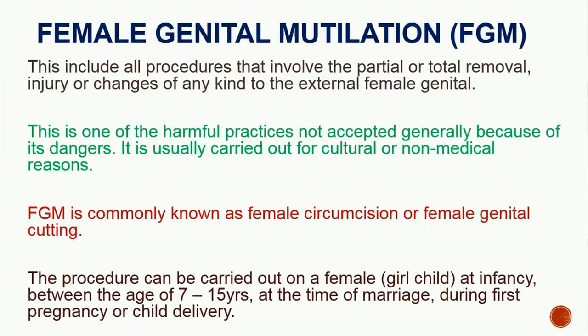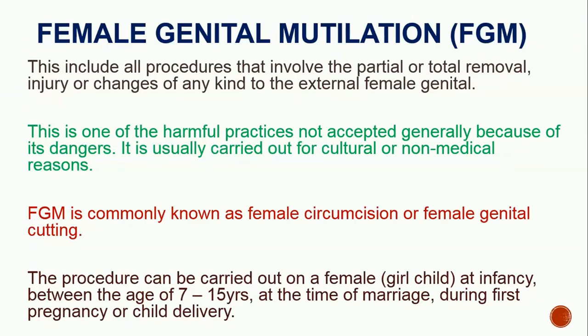So what is female genital mutilation? In a short form, it is called FGM. Female genital mutilation includes all procedures that involve the partial or total removal, injury or changes of any kind to the external female genital. The external female genital is also known as the vulva, and it includes the clitoris and the labia, that is, the major labia and the minor labia.